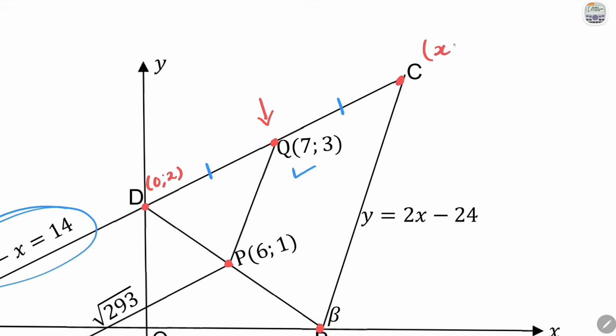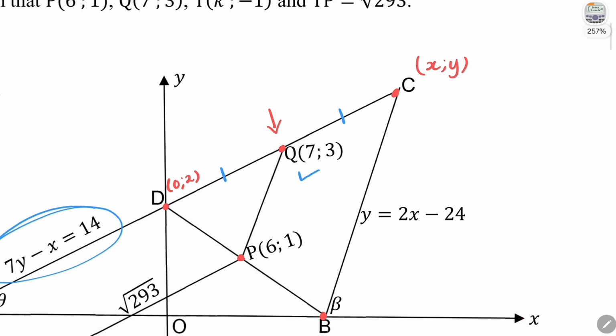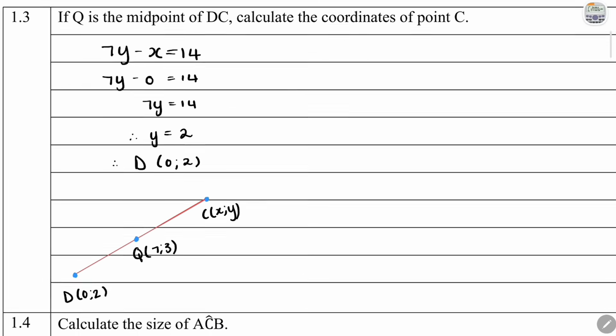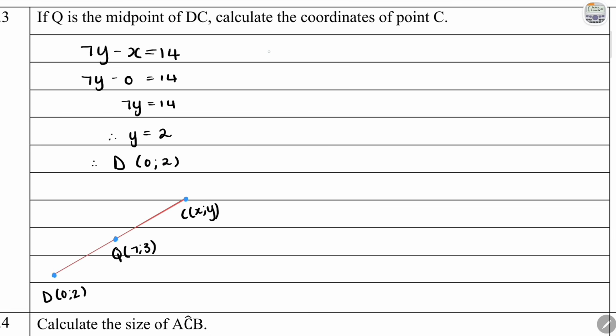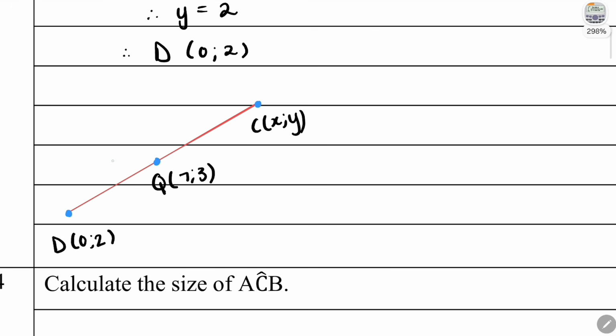So we can call this x and y since it's unknown currently. Let's just use these points that we have, D, Q, and C. To find this midpoint, we're going to say that the midpoint of DC, which we know is Q. We find that by saying x1 plus x2 over 2, and then y1 plus y2 over 2. Let's substitute. We are substituting these as x1 and x2 because we're trying to find the midpoint of DC. These are the endpoints D and C.